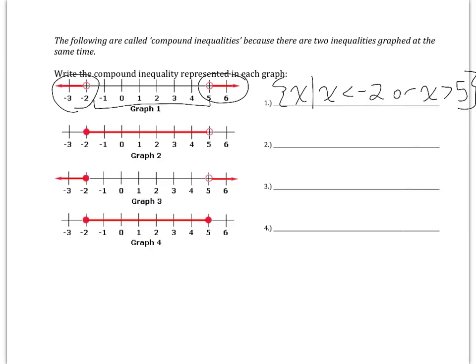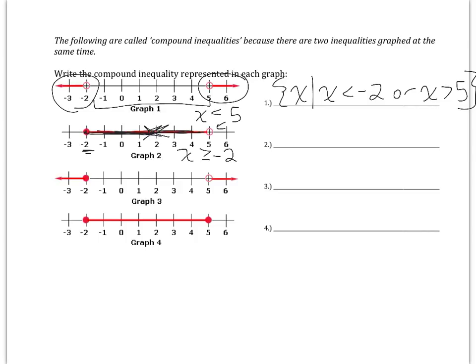All right, now, number 2 is a little bit different. Number 2, they're going towards each other, right? So you've got this closed dot on -2 going to the right, and this open dot on 5 going to the left. So now, just bear with me for a second. I'm just going to write this part of the inequality. This is saying that x is greater than or equal to -2. But this part right here is saying x is less than 5.